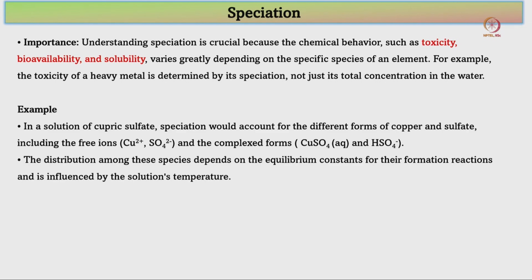So, a simple example, as I have already given, is copper and sulphate. They will hardly be in their free ionic form. They will mostly be in their complex form, that is in aqueous form, or as negatively or positively charged ions, that is as complexes. And this distribution of the species depends on the equilibrium constants and their formation reactions. That depends on the solution's temperature, the pH value, and the pE value. It depends on all these equilibrium constants that we are determining.